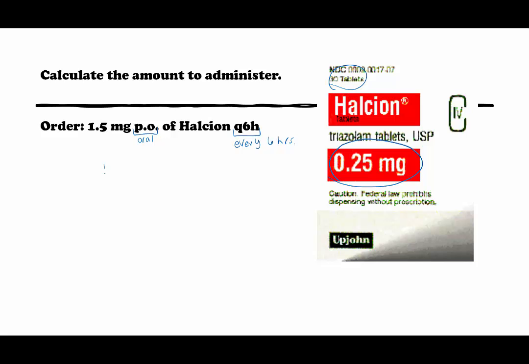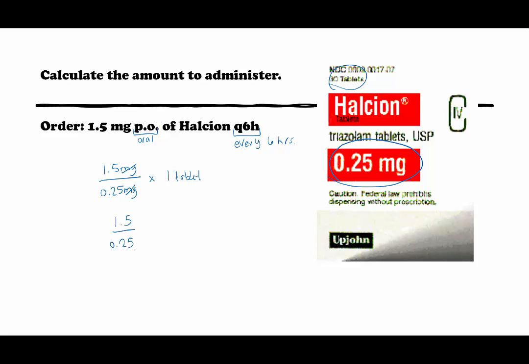The desired quantity is 1.5 milligrams over what we have on hand, which is 0.25 milligrams, times that unit quantity, which would be one tablet. Okay, so what happens here is those units cancel nicely, and now we want to figure out what 1.5 divided by 0.25 is. If you're getting a little bit thrown off by the decimals, let's clear those decimals out.